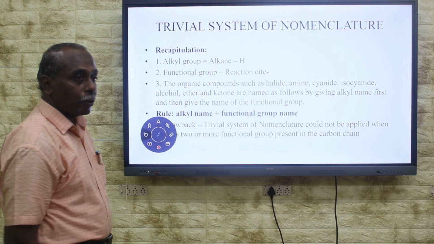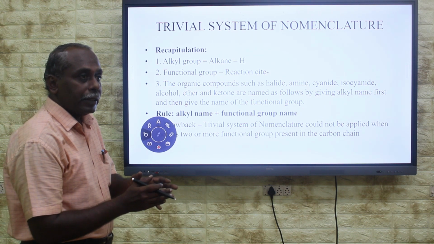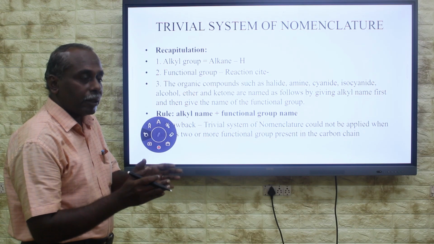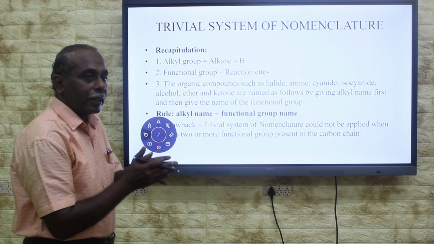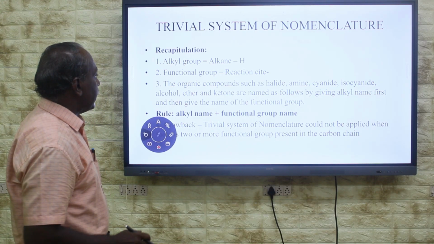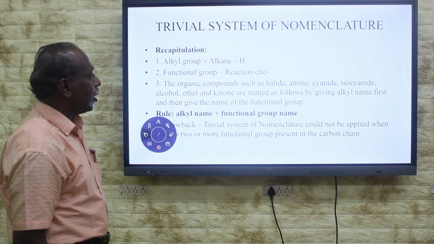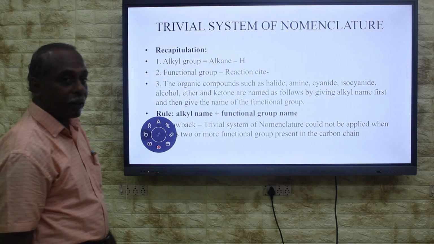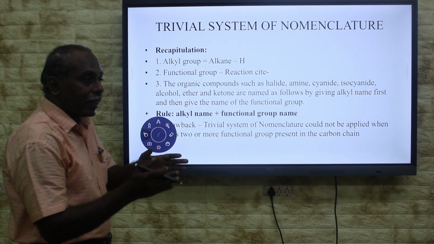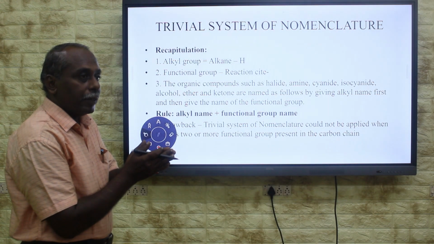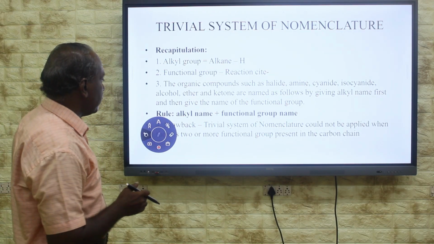Then what is a functional group? It is a reaction site. In the trivial system we can consider functional groups are connected with the alkyl group. The organic compounds such as halide, amine, cyanide, isocyanide, alcohol, ether, ketone, these are functional groups. These are connected with the alkyl group. We are giving the trivial name, alkyl name plus functional group name.